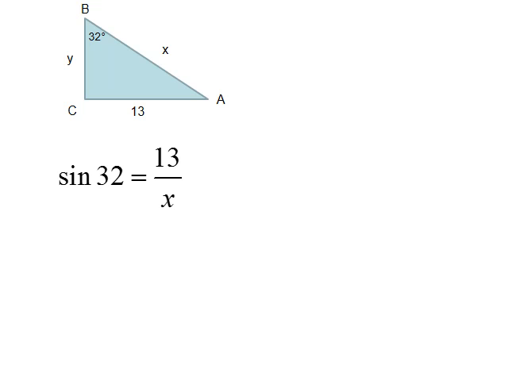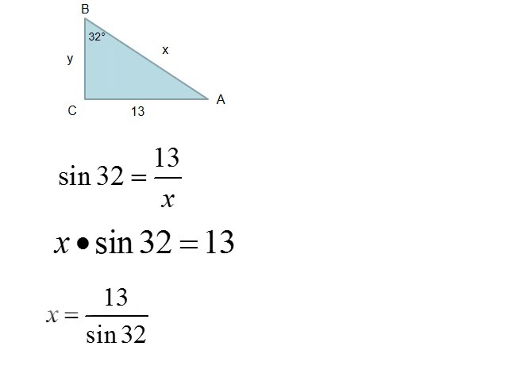Now here we have the variable in the denominator, but we're still going to use the same steps that we did before. We're going to cross multiply. So we're going to have x times the sine of 32 equals 13. But here we have one extra step. In order to get x by itself, we have to divide both sides by the sine of 32. And we're going to get x to equal 13 divided by the sine of 32. That's what you type into your calculator. We're going to round to one decimal place, and x is going to equal 24.5.